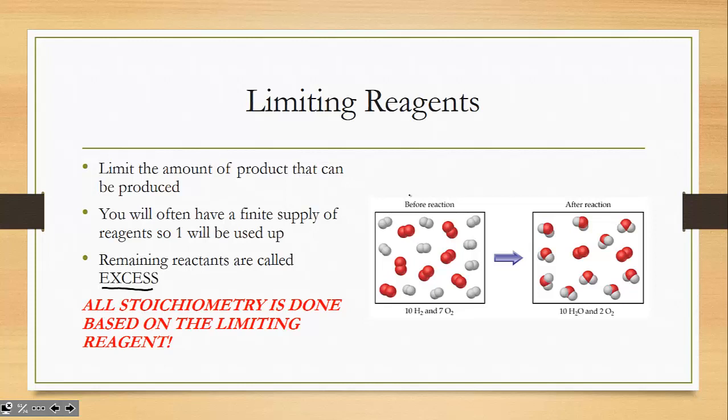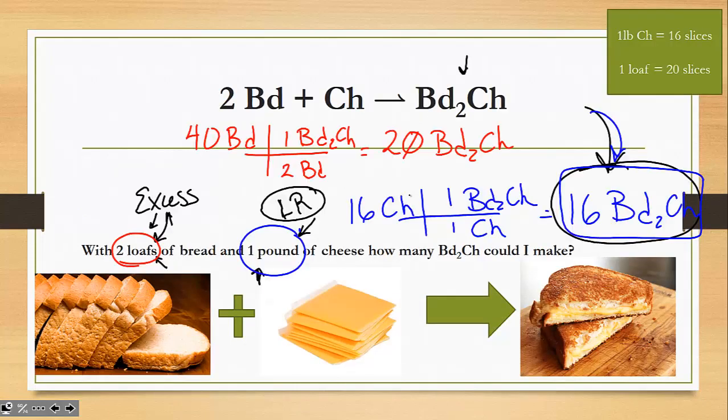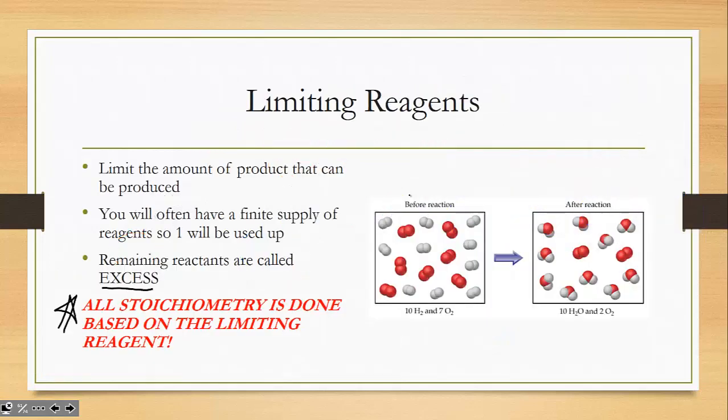All stoichiometric calculations must be done based off of the limiting reagent. I can only feed 16 people because my limiting reagent, the cheese, limited the amount of product I could make. While I could, in theory, produce 20 grilled cheeses, that's not the situation that happens. I'm only going to be able to make 16 grilled cheeses. So we base all stoichiometric calculations off of the limiting reagent.